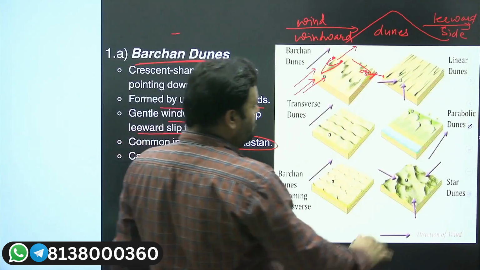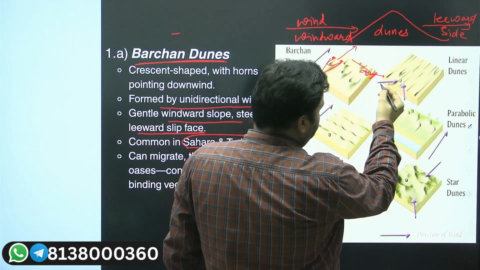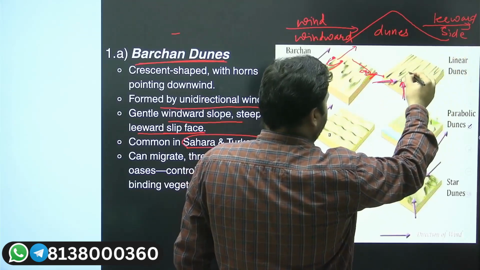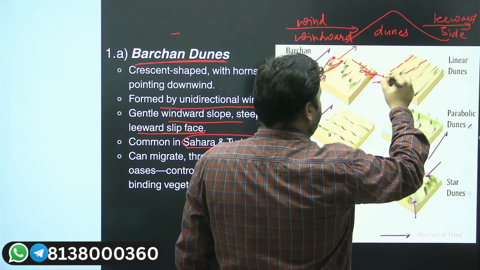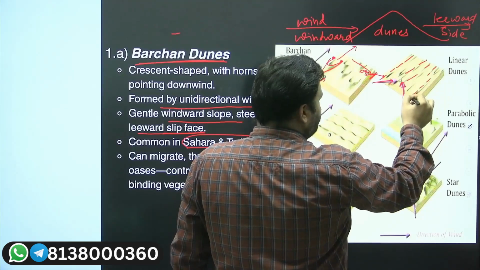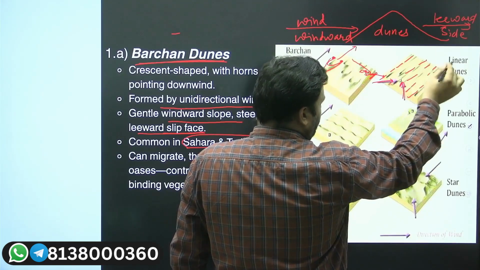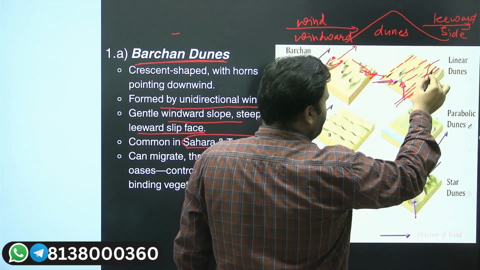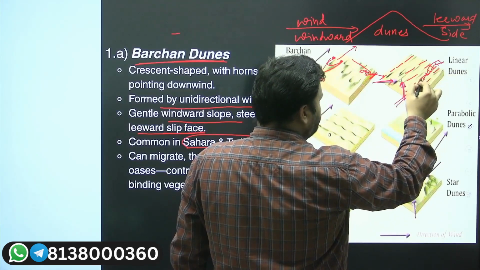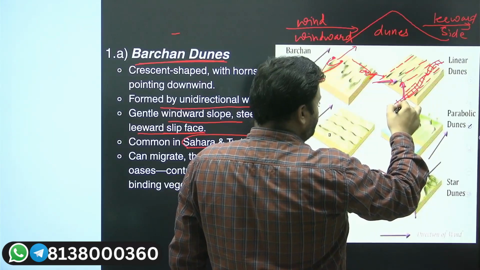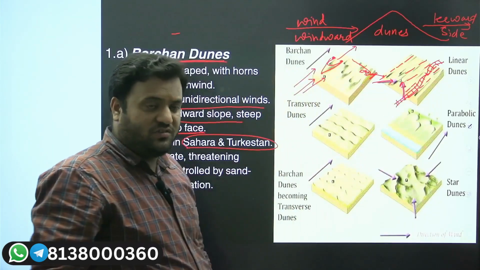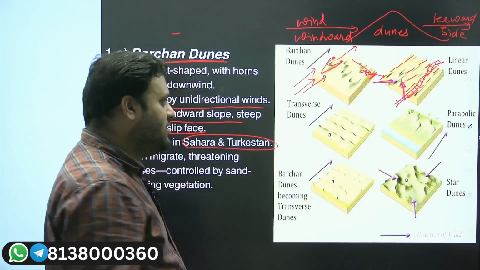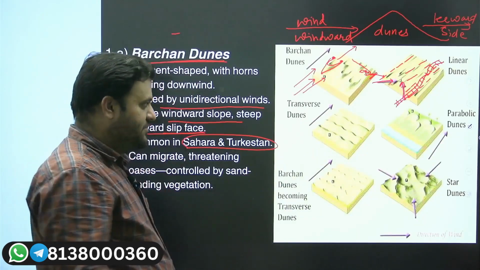Linear dunes are those dunes where the condition is almost parallel to the direction, and that's how you will see the long stretches of dunes being formed. The gap between these linear dunes will be called as caravans. Caravans are actually used for navigation purposes if you want to cross a desert. So there are linear dunes, and between the linear dunes we have caravans. They are known as the path through which the desert can be navigated easily.